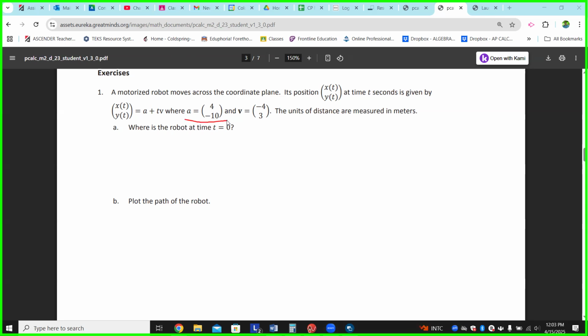And then it gives you what a is. Remember, a represents that first point. So this is where the x is starting. This is where the y is starting. The vector is like your slope. This is how the x is changing. So it's changing by left 4, and that's what the y is changing. So it's like up 3. Right? Do we all understand the meanings of these still? So that hasn't changed since lesson 20.